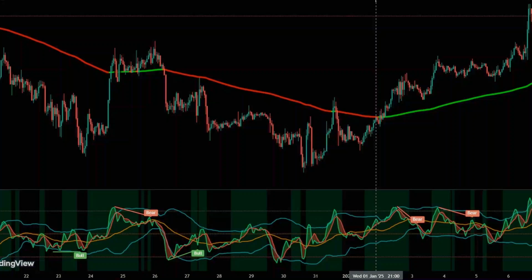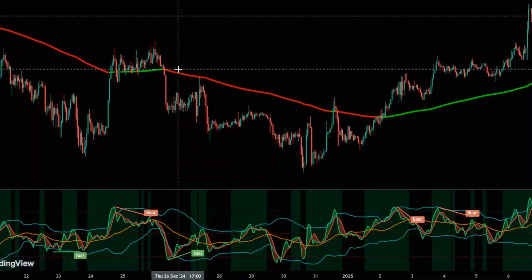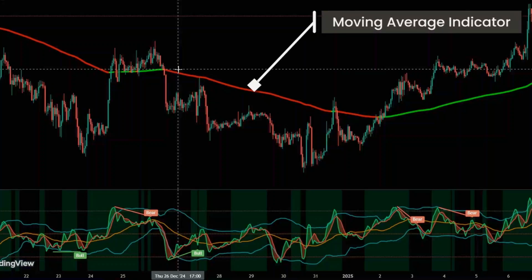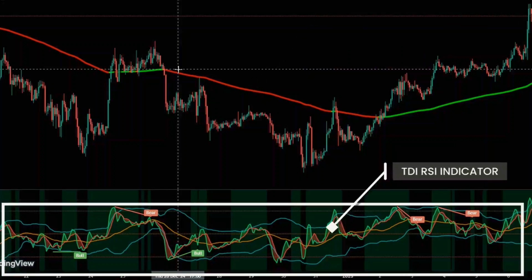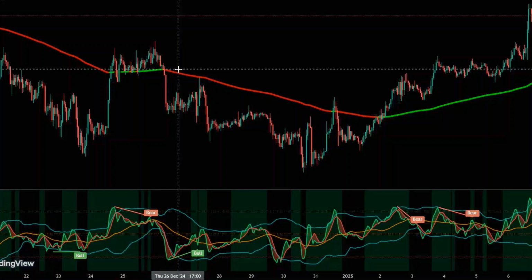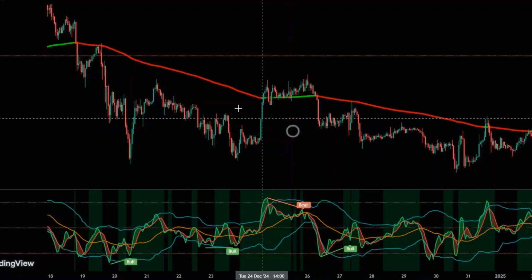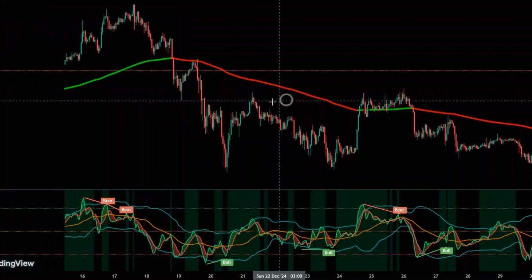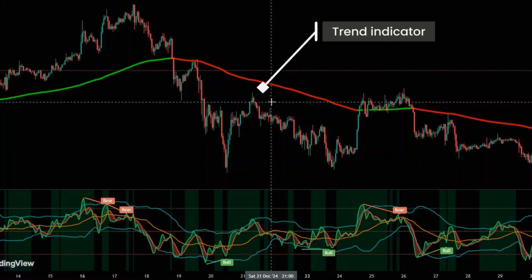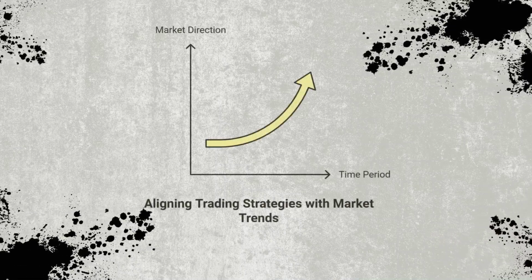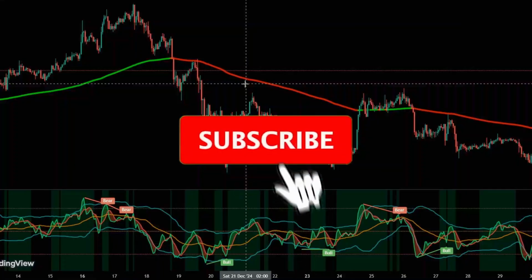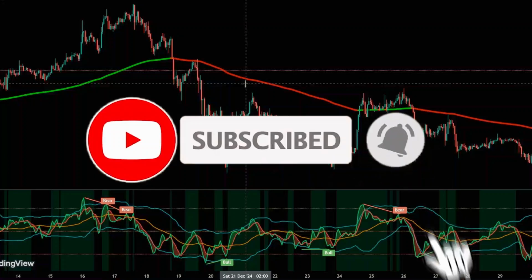So as we can see on my chart, the first indicator on my main chart is the moving average indicator, which is the 200 moving average, while the second indicator in my charts below is the TDI RSI divergence indicator. The first indicator on my main chart is used to determine the overall trend of the market, to know whether the market is trending up or trending down.